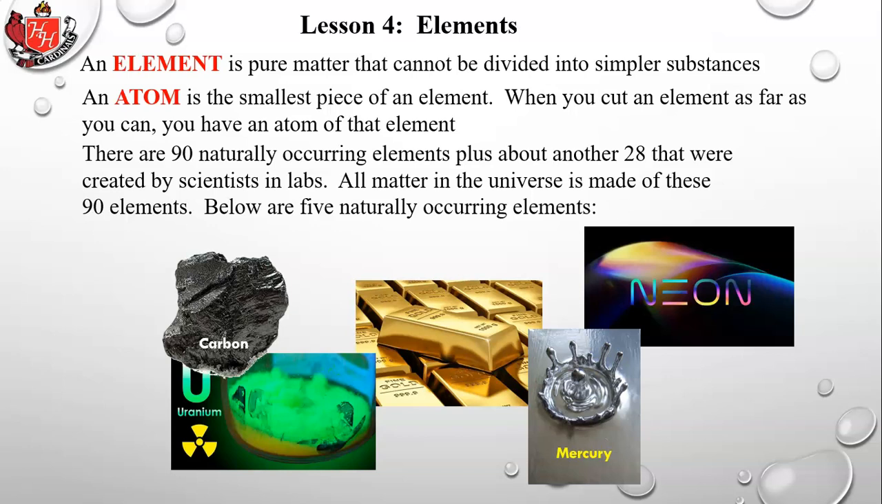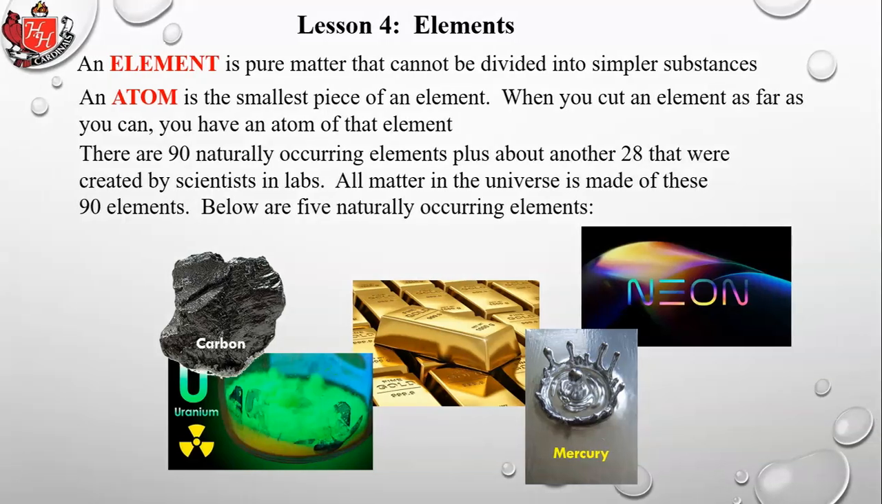Now, the 90 number, sometimes you'll hear 92. Uranium, which is the largest, is number 92. However, 2 of the elements on the periodic table are unstable. They're highly unstable and therefore don't really constitute elements that would actually exist in nature for very long. But 92 is also an acceptable number as to the number of elements.